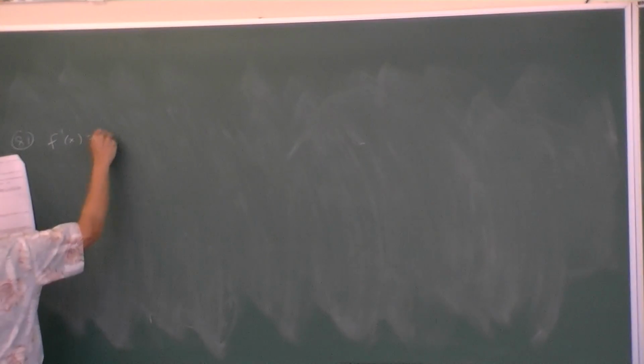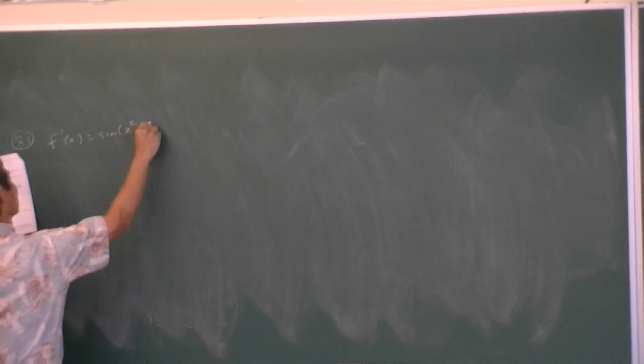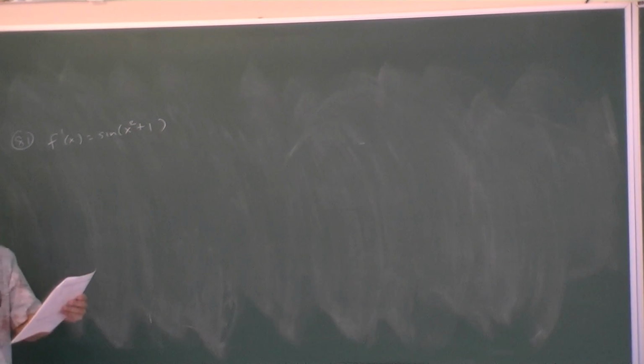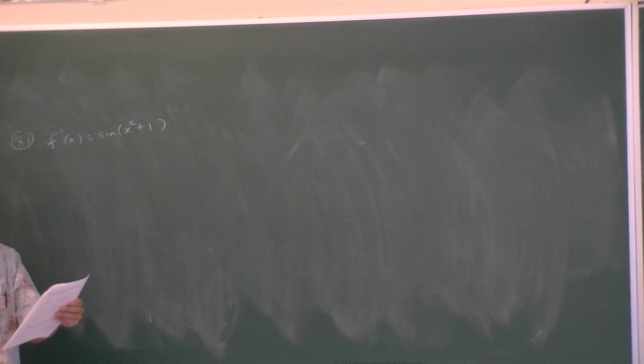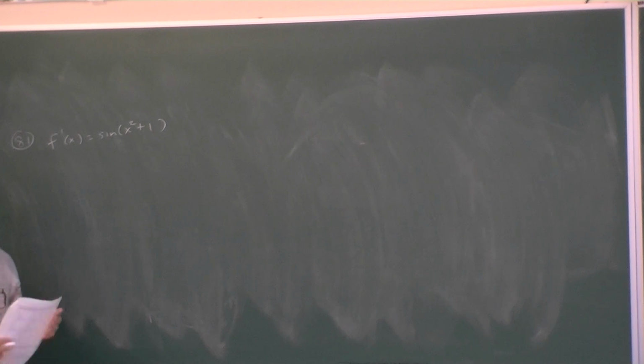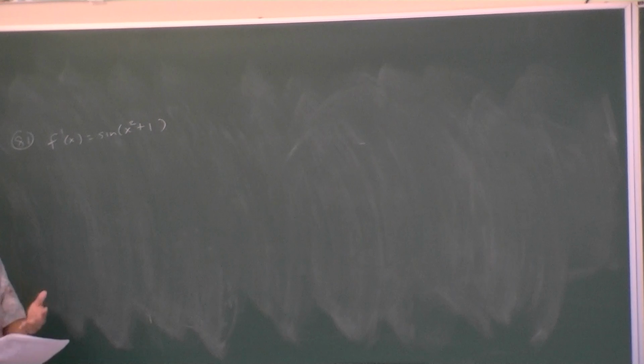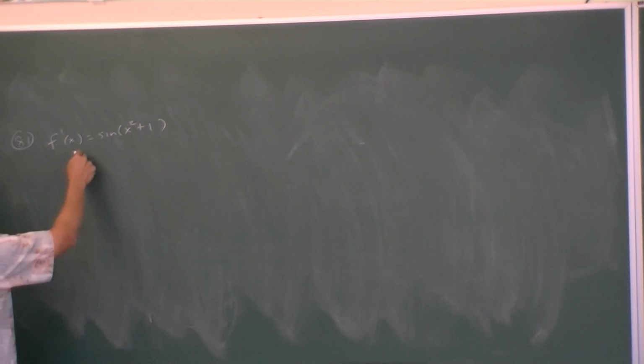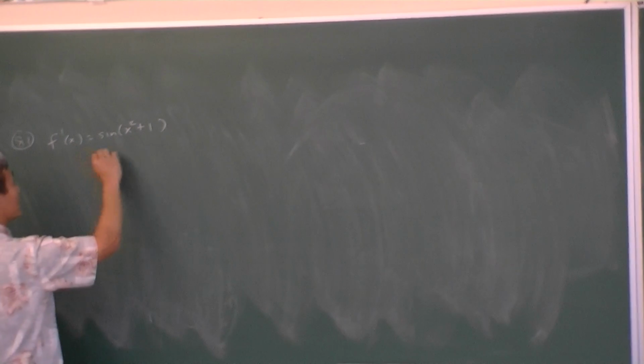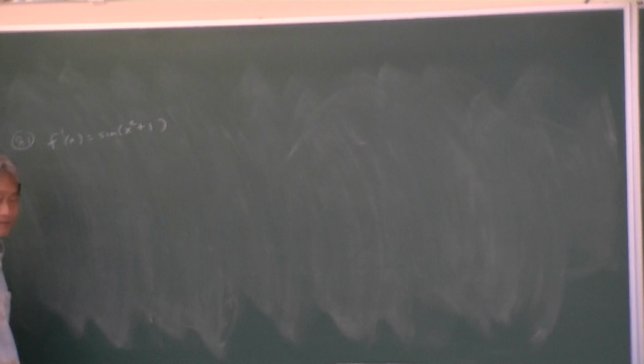81. F is the function defined by f prime is equal to sine of x squared plus 1. How many relative extrema, that means maxes and mins, does f have between 2 and 4? Now, how do we find maxes and mins? You find the first derivative and you make a number line for it, right? So here's the first derivative. It's given already. So what you need to do is graph this on your calculator.